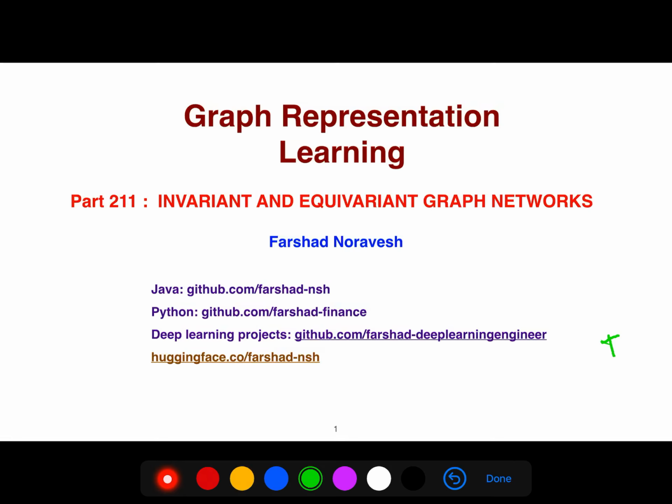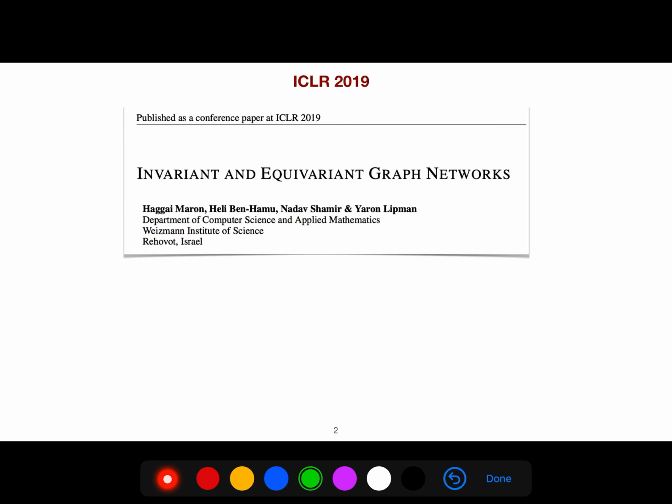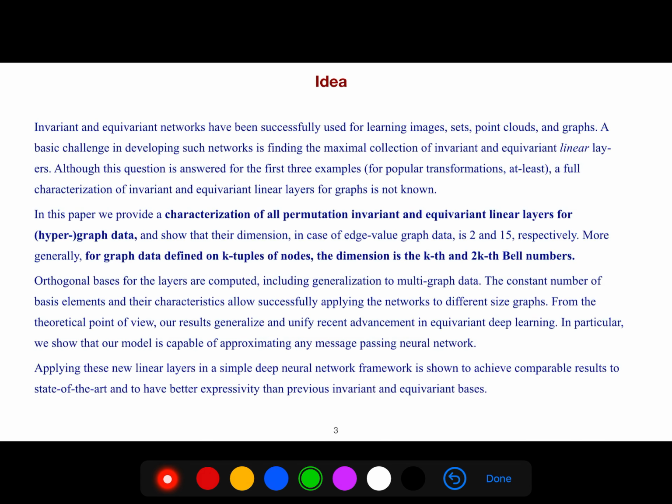Alright, so today I'm gonna be explaining this important paper with the title Invariant and Equivariant Graph Networks. This paper was published in 2019 by Maron et al. Invariant and equivariant networks have been successfully used for learning images, sets, point clouds, and graphs.